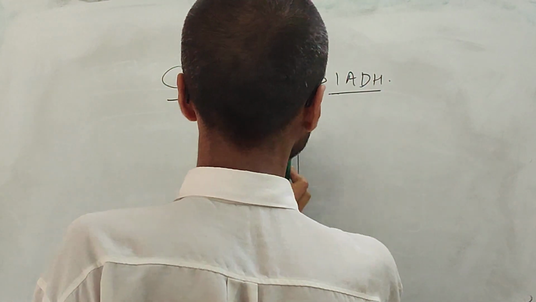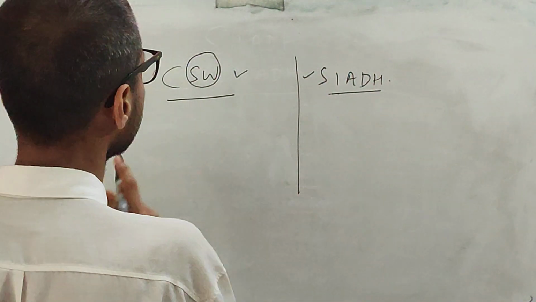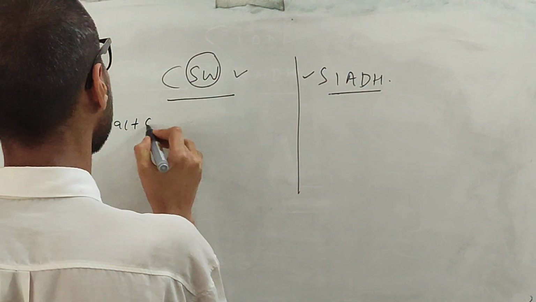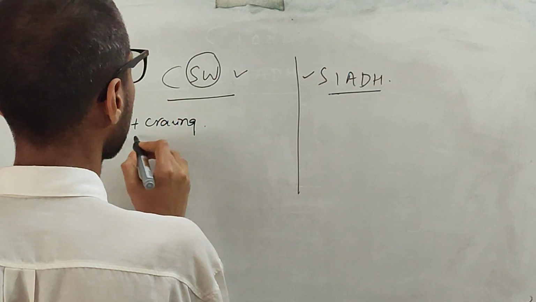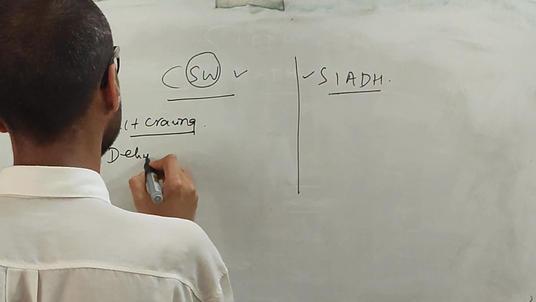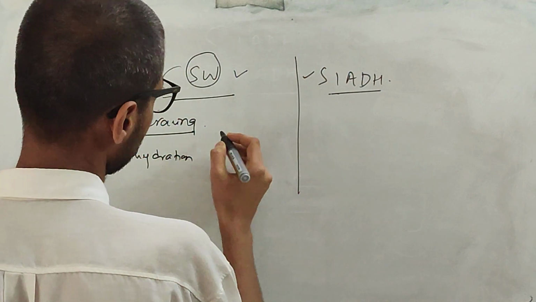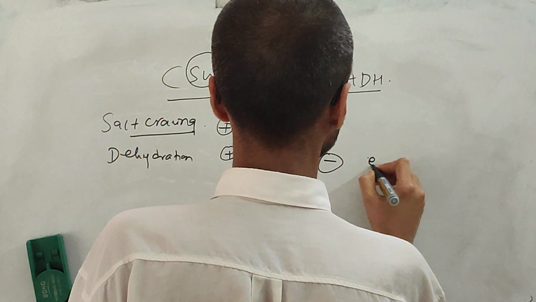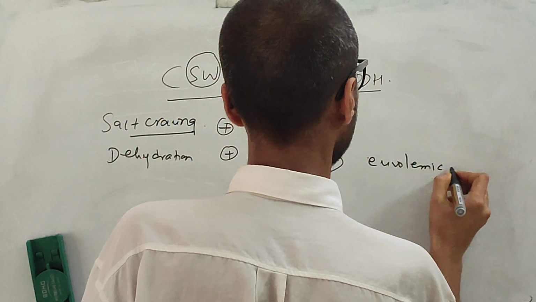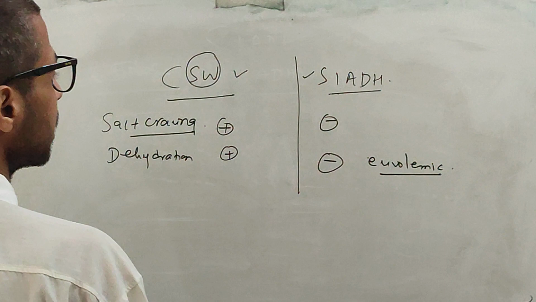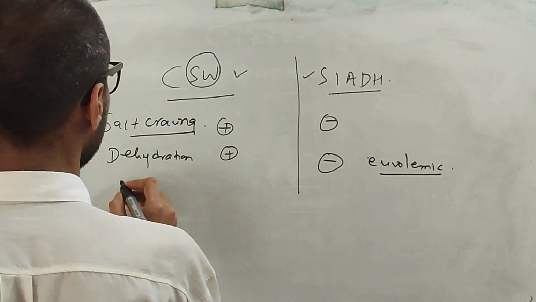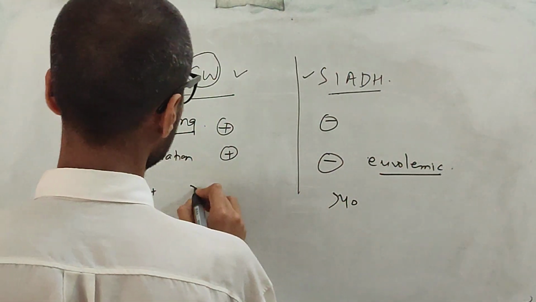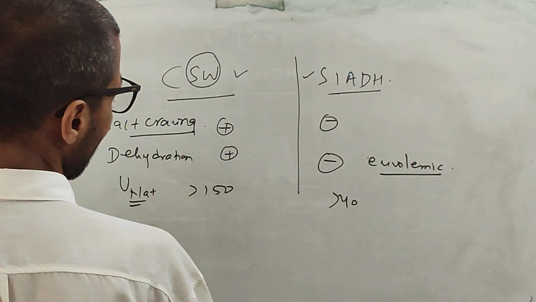You need to differentiate this. How can you differentiate? A person with cerebral salt wasting has salt craving because there is more salt loss in the urine, and there is dehydration due to depletion of the extracellular compartment, which are not present in SIADH. Instead, in SIADH there is euvolemia or an increase in the extracellular compartment, an increase in free water. If you look at urine sodium, let's suppose it is greater than 40 in SIADH, and greater than 150 in cerebral salt wasting. More salt is lost here.